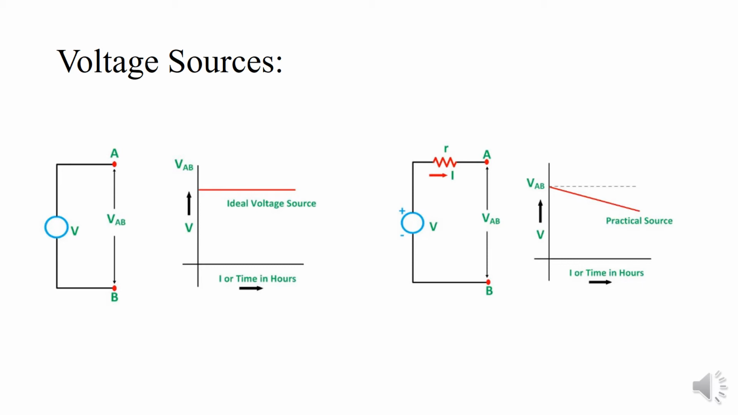Whereas in the case of a practical voltage source, internal resistance comes into the picture. Here it is shown by the small letter r. Since internal resistance is there, there will be opposition to the flow of current. So an equal amount of voltage is not transferred to the network connected between points A and B, and hence the characteristic looks like this. This is all about the ideal and practical current source and voltage source.